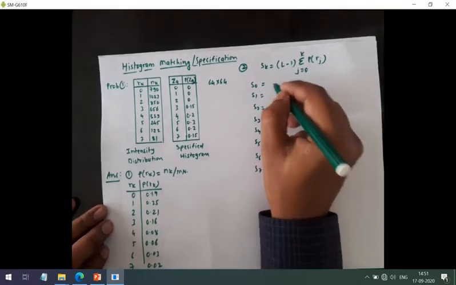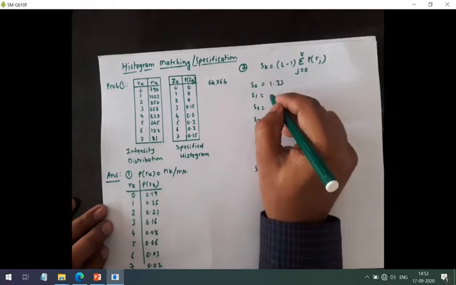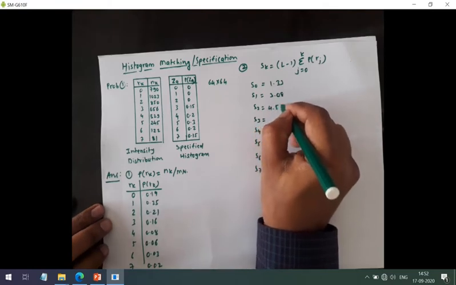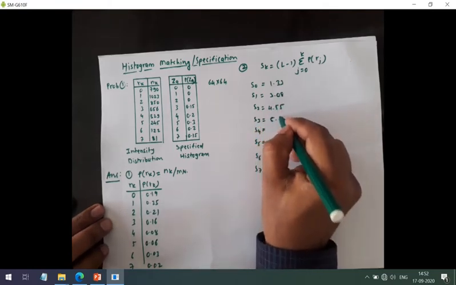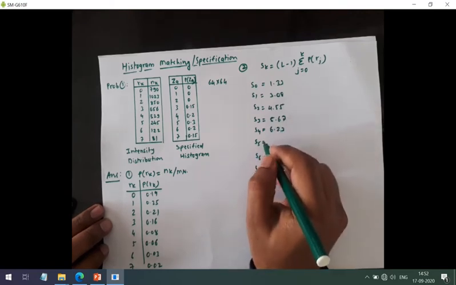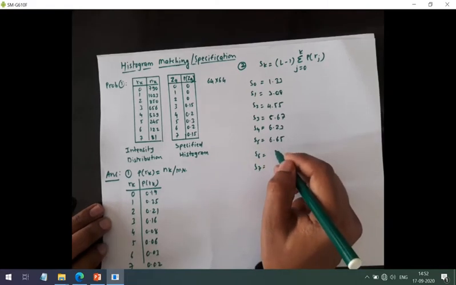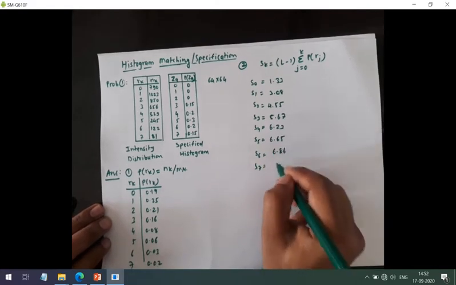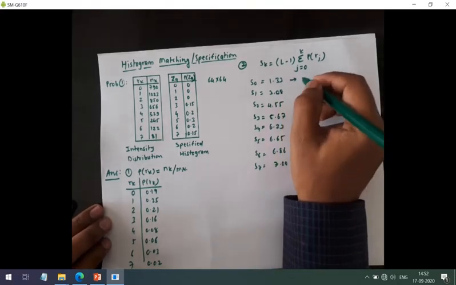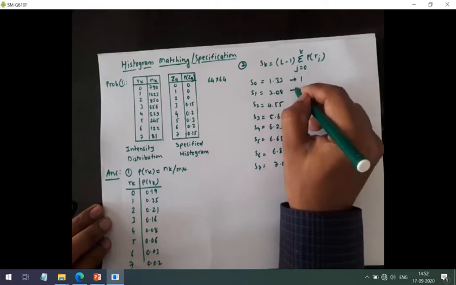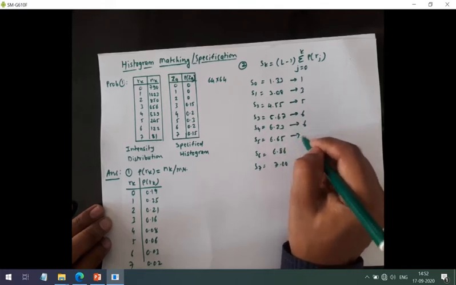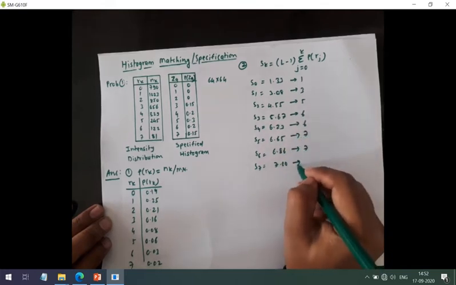S0 value is 1.33, next is 3.08, 4.55, 5.67, 6.23, S5 value is 6.65, 6.86 and 7.00. The next step is to round off these values. So this will round off to 1, 3, 5, 6, 6, 7, 7 and 7.